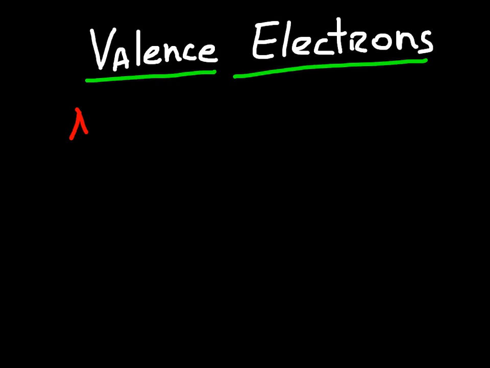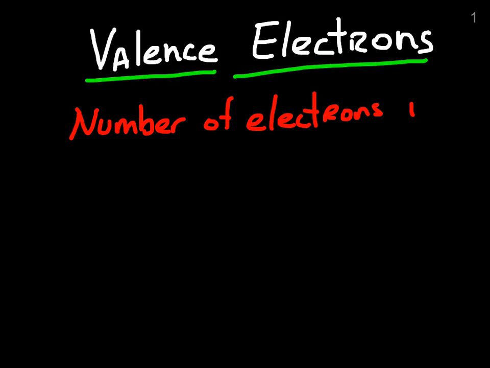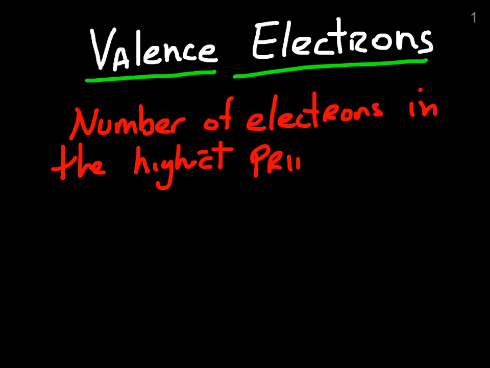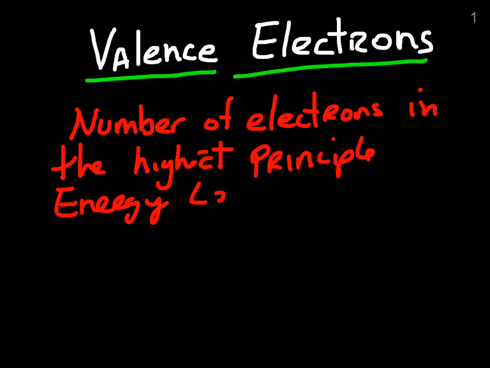It's the number of electrons in the highest principal energy level. It's supposed to be an S there. Looks weird. Principal energy level. So, it's going to work like this.